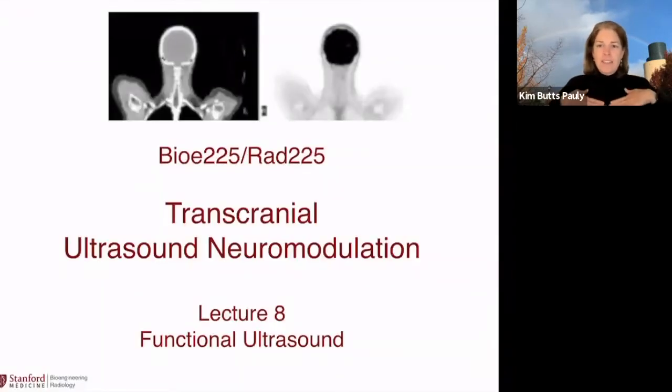Kim, what are these pictures? Okay, so the image on the left is a CT picture, and it's starting at the top of the lungs and going up and covering the brain. So what we see there is the skull.